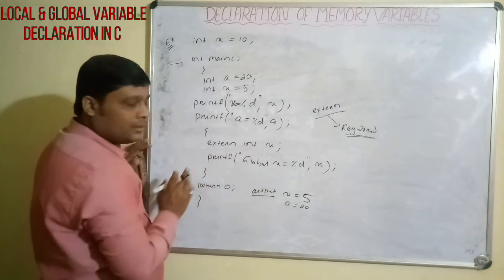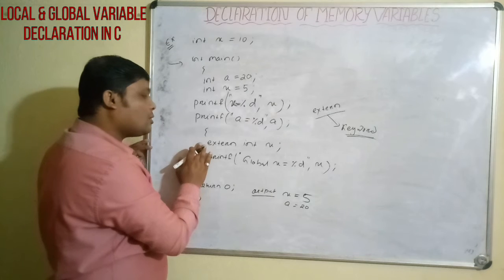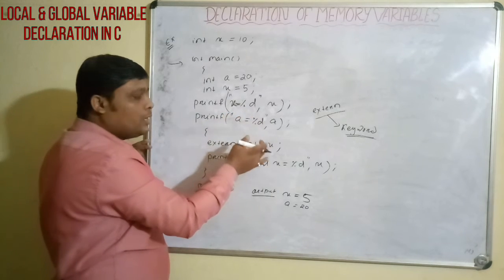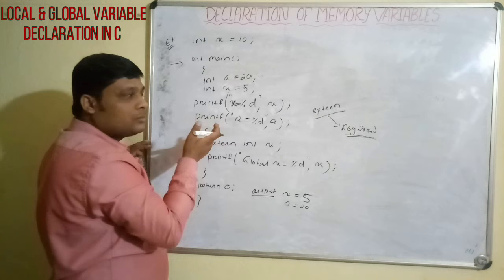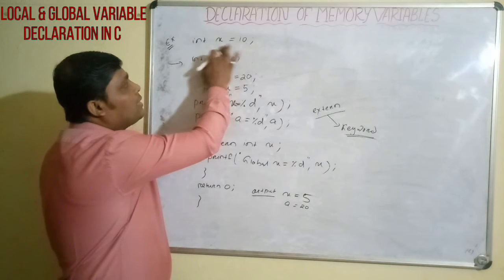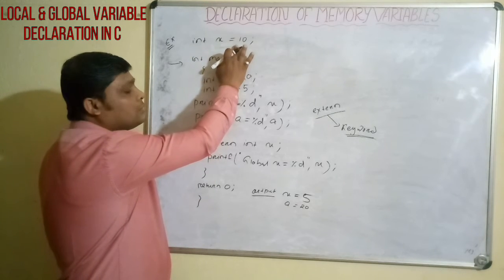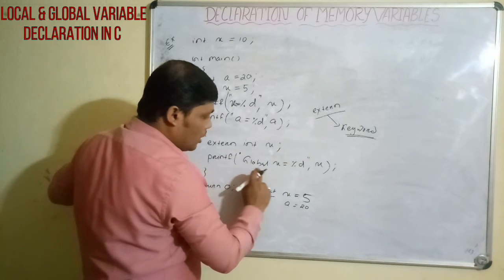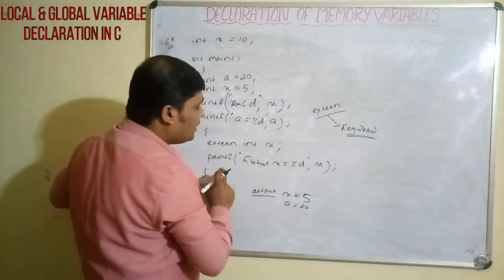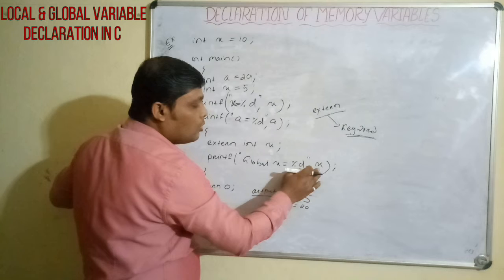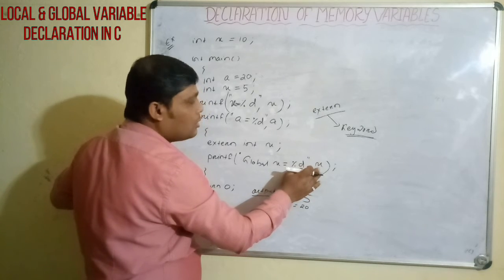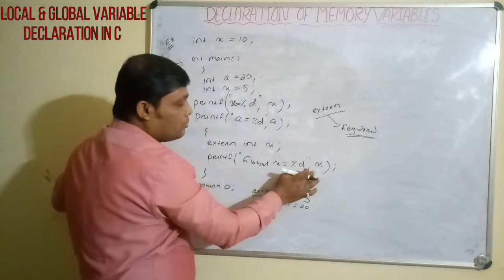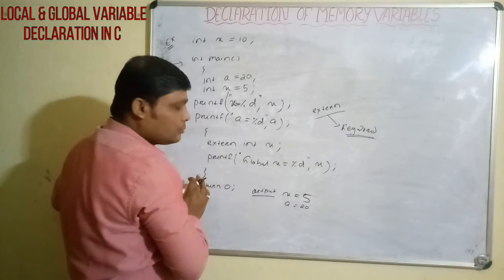Extern int x. That means it tells the compiler that this x is a global variable. So it is declared outside this block. Here I have declared this x equal to 10, so this is now the global variable. Whatever statement I write inside it will print the value of this global variable x, not the local variable. It will print the global variable value because here I have declared it.